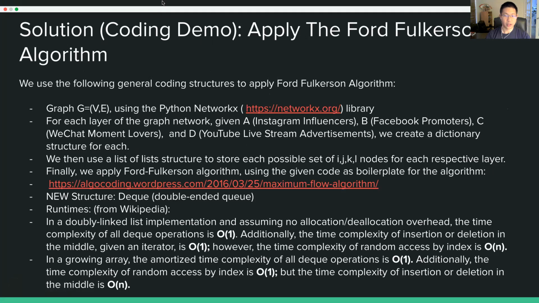So we actually use the following coding structures to apply the forward focusing algorithm, which I'll show in the demo. You have the Python NetworkX library, which is the library that we used before from the LeBron James Space Jam episode, to make a visual representation of a graph. And then for each layer of the graph network, we have A, Instagram influencers, B, Facebook promoters, C, WeChat moment lovers, and D, YouTube live stream advertisements. We create a dictionary structure for each. Then we use a list structure to store each possible set of I, J, K, L nodes for each respective layer. And we apply forward focusing on top of it as boilerplate.